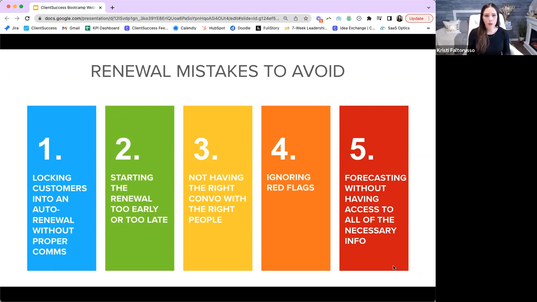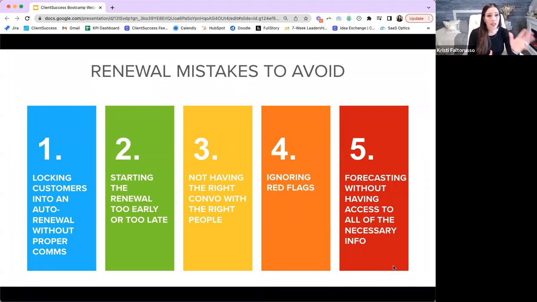The fourth one is ignoring red flags. Even myself over the years, I've had happy years, right? You want to believe that your customers love you, that they're seeing value, and that there's no issues, and you don't pay attention to the signs. Pay attention to any red flags, right?